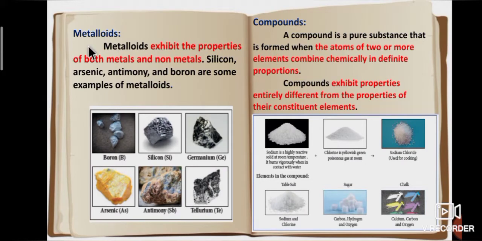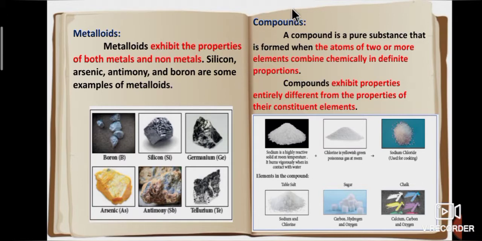Now, we are going to learn about metalloids. Metalloids exhibit the properties of both metals and non-metals. Silicon, arsenic, antimony and boron are some examples of metalloids.